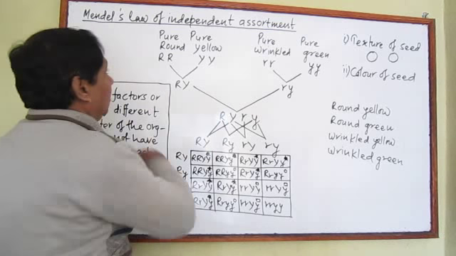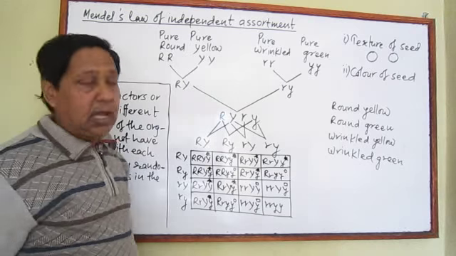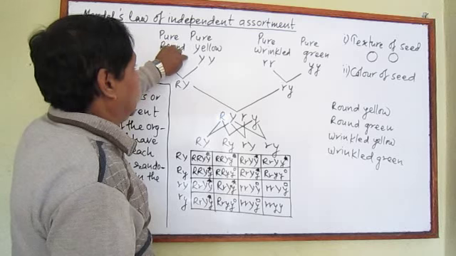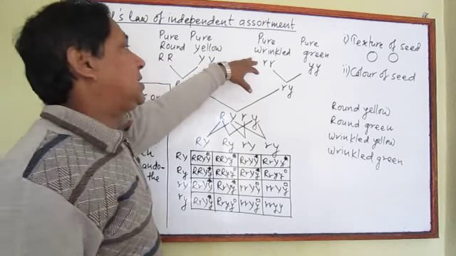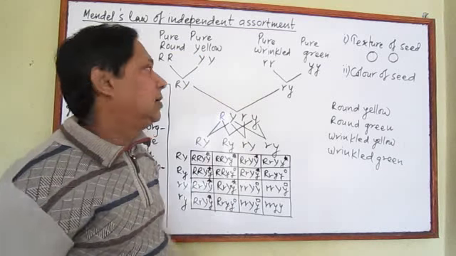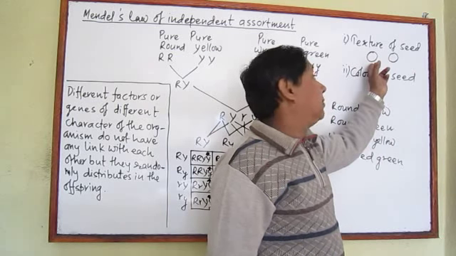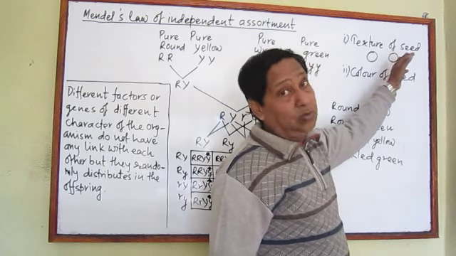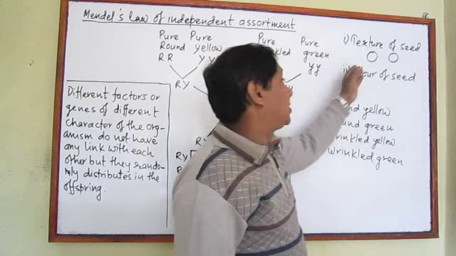Look at this. A pure round-seeded pea plant with yellow seeds, I mean the color of the seed is yellow and its texture is round, is cross-pollinated with a wrinkled and green-seeded pea plant. It means we are taking two characters. The first character is the texture of the seed, which may be round or wrinkled. Each character has two factors, or genes. One character is the texture of the seed, and another character is the color of the seed.